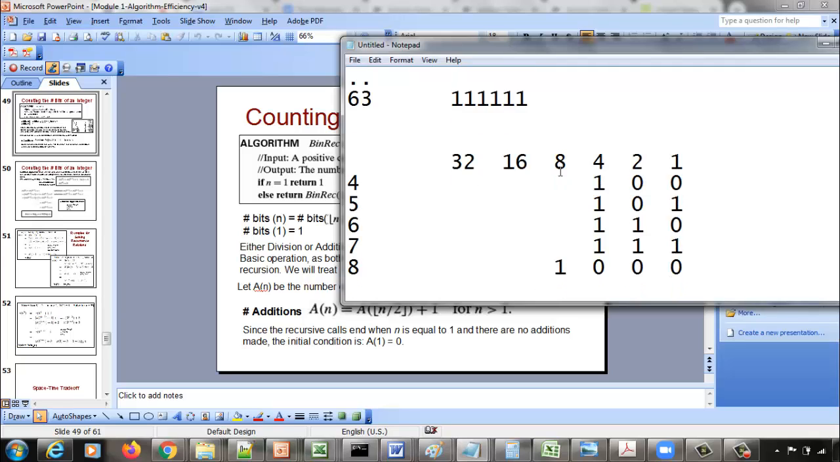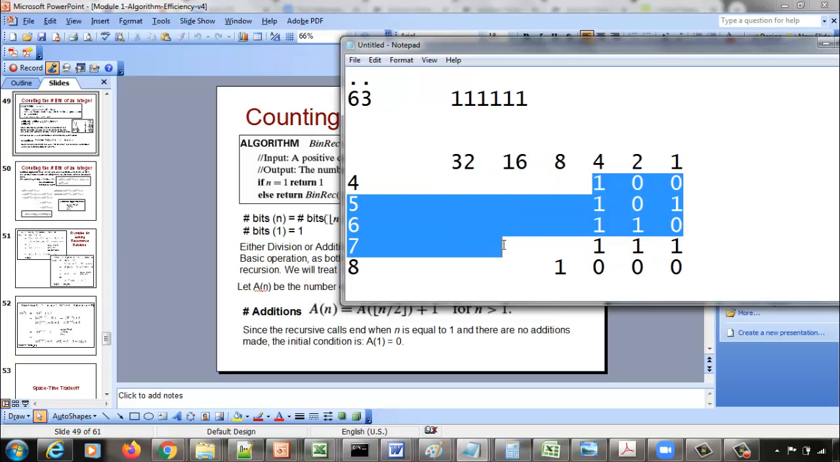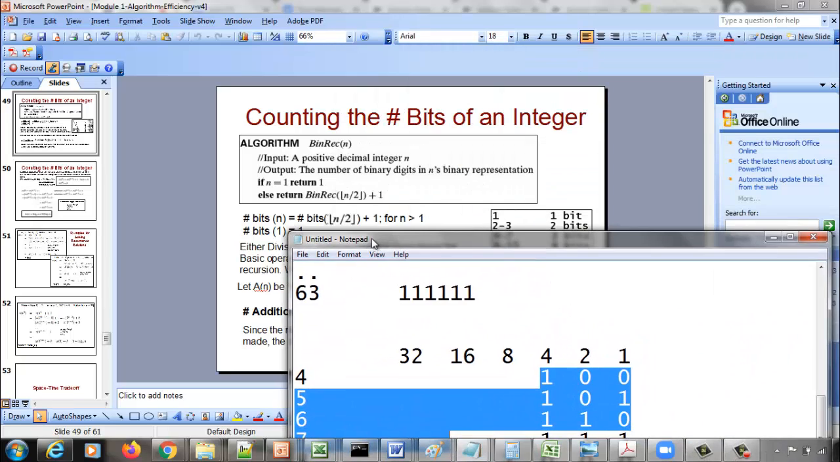So this is what I mean. The number of bits for 8, the integer 8, is 4 bits, and that is the same as the number of bits needed for half of 8, which is 4, and the number of bits needed for 4 is 3, plus 1 more bit. So that's the recurrence here.